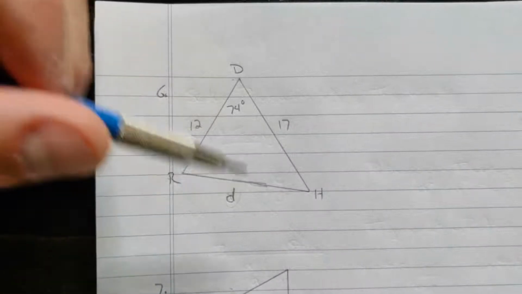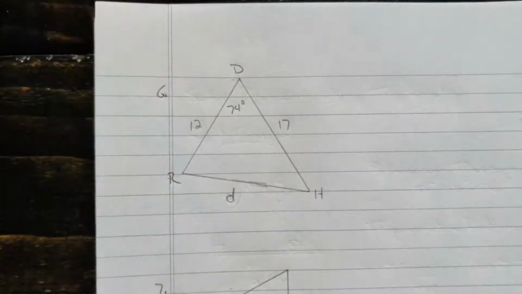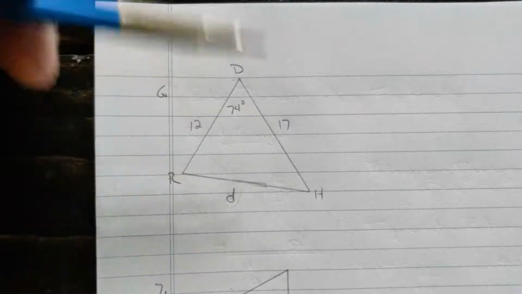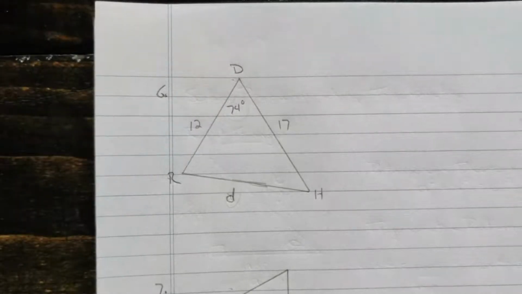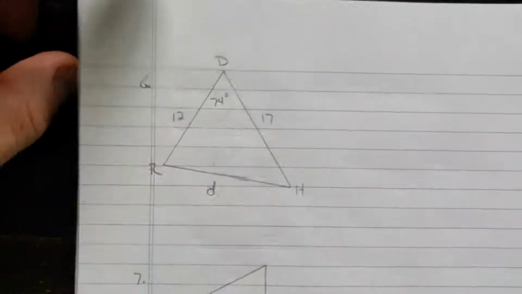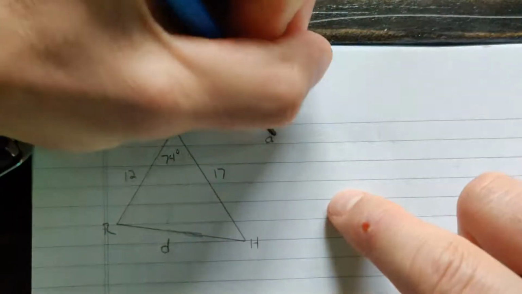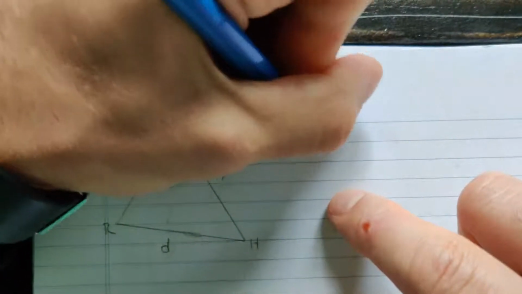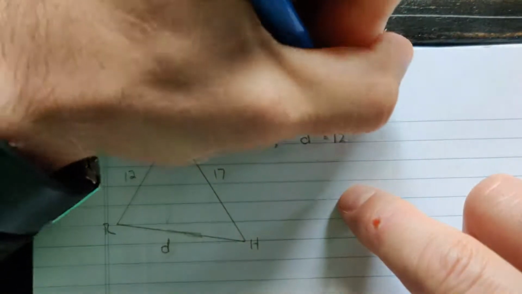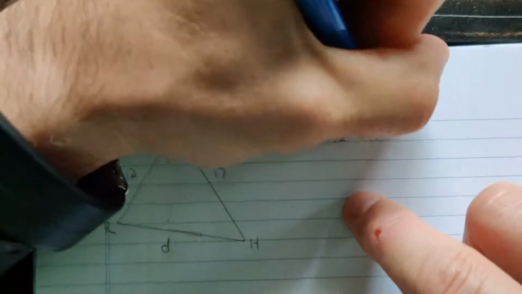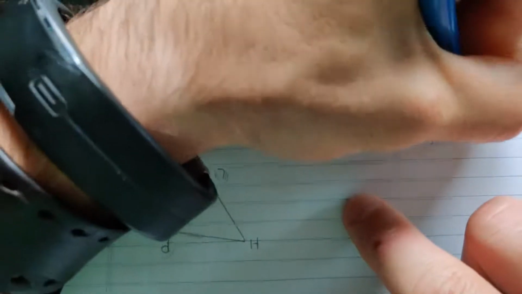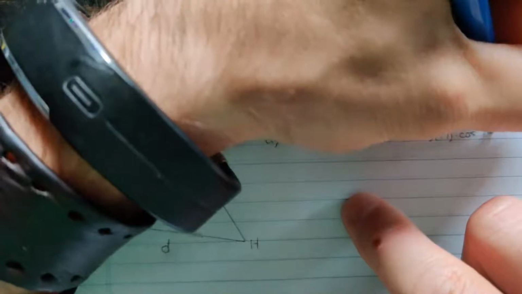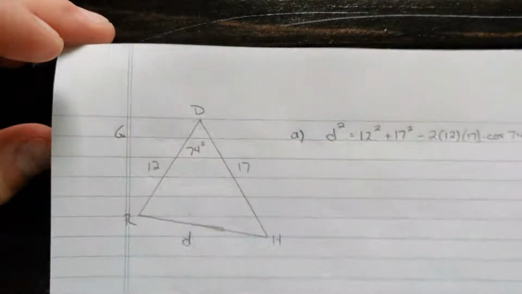And so in part A, we're looking for the total distance of the race, so we've got to find this D side. To do that, we have two sides and an angle contained in between them, and we're looking for the side opposite the angle. So this is a cosine law now. So in part A, we can use the cosine law, and it would be D squared equals 12 squared plus 17 squared minus 2 times 12 times 17 times the cosine of 74. So all of that right there.